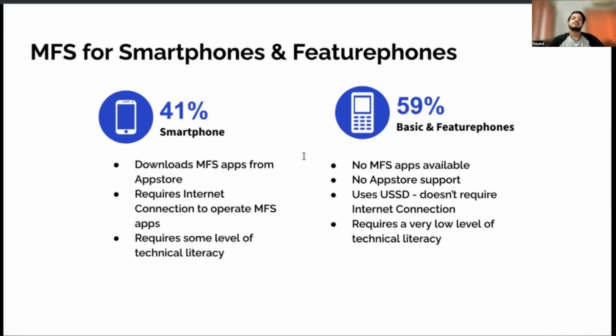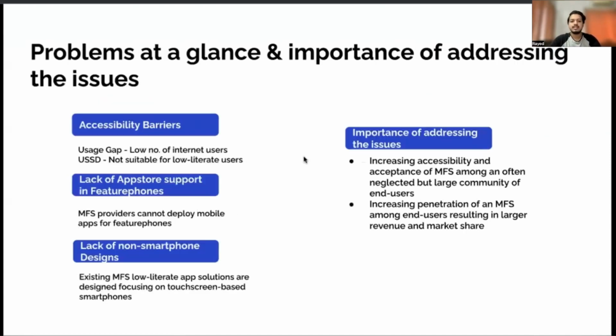Although USSD methods do not require internet connection, it is often verbose and is a bit complex to understand for marginalized users. Now, the problems at a glance are accessibility barriers, lack of App Store support in feature phones, and the lack of non-smartphone designs. So addressing these issues can play an important role in increasing accessibility and acceptance of MFS among marginalized users, and increasing penetration of MFS among end users, resulting in larger revenue and market share.